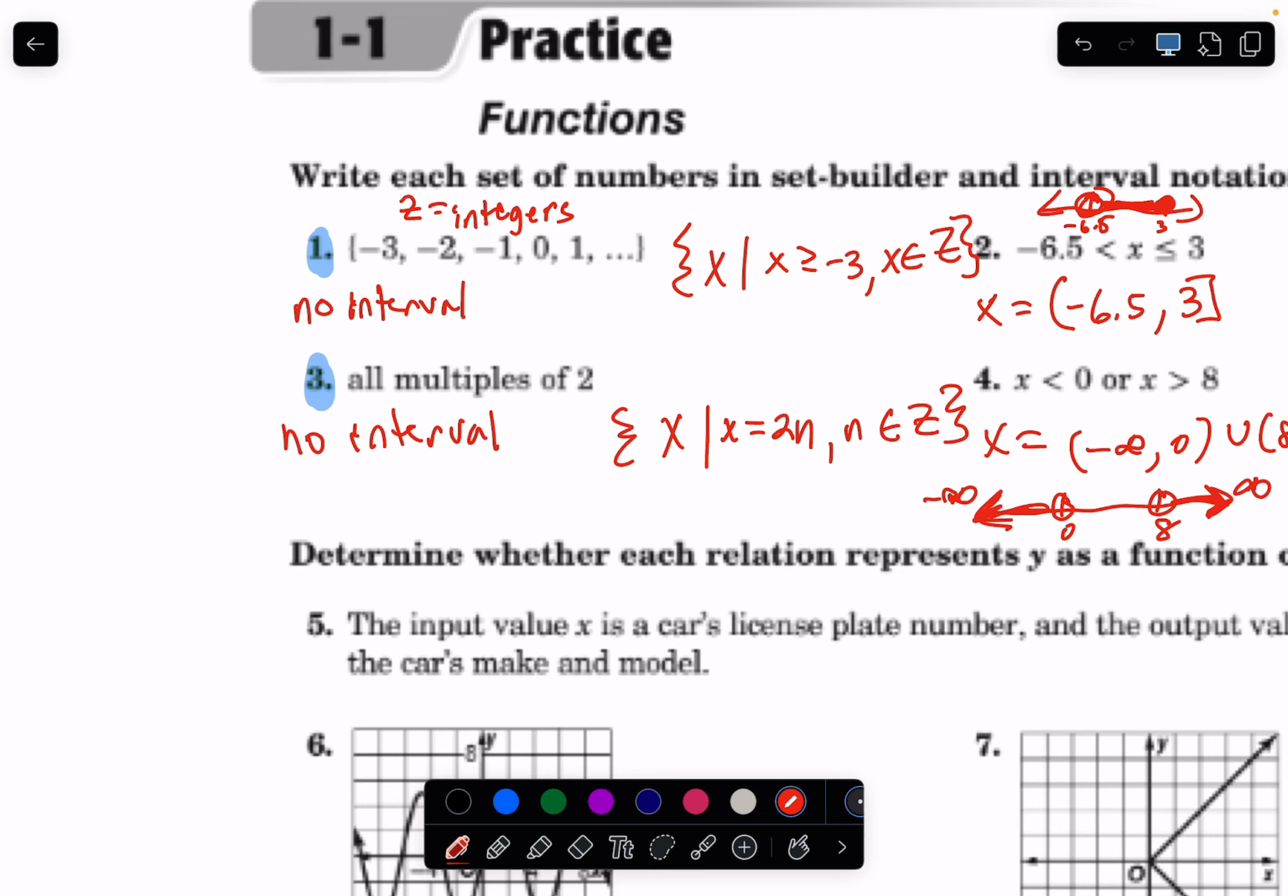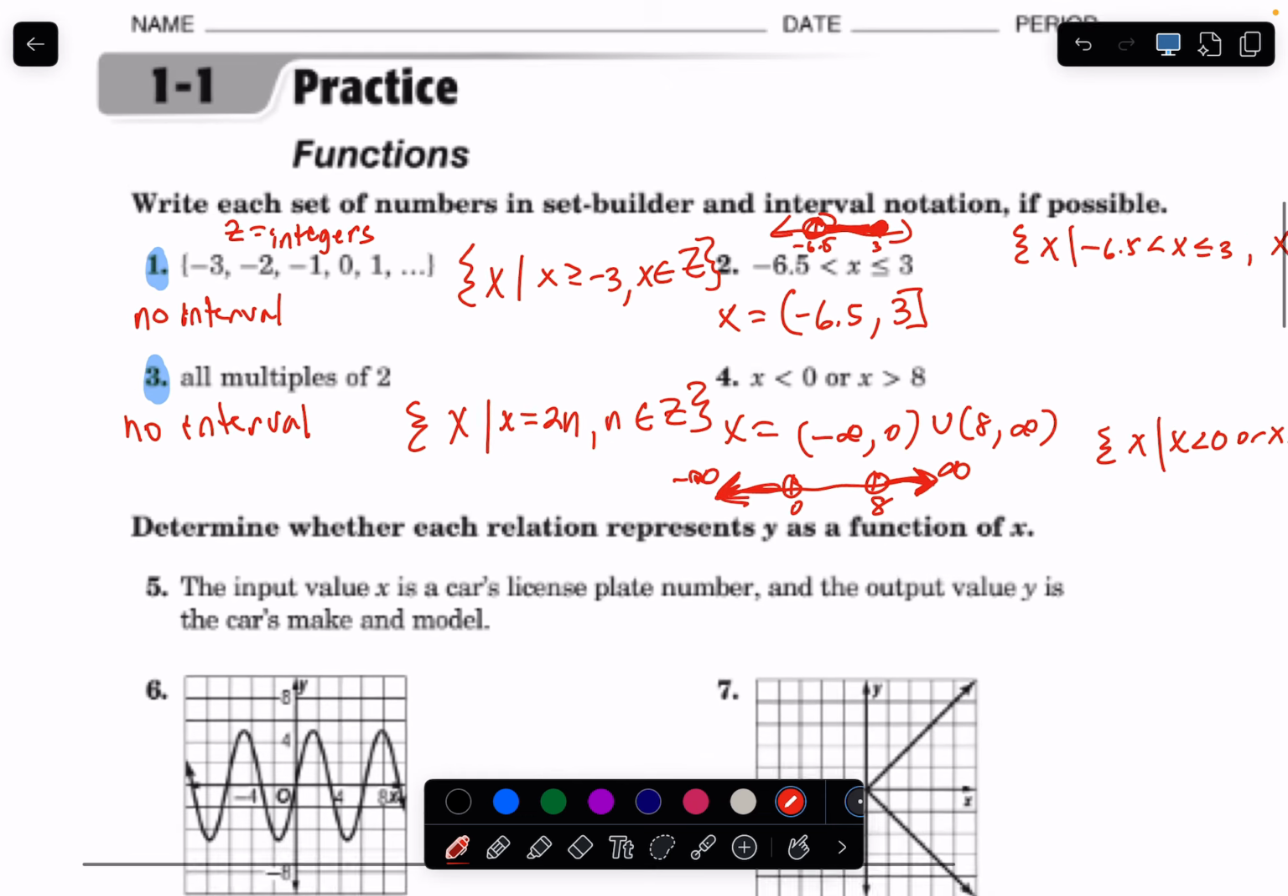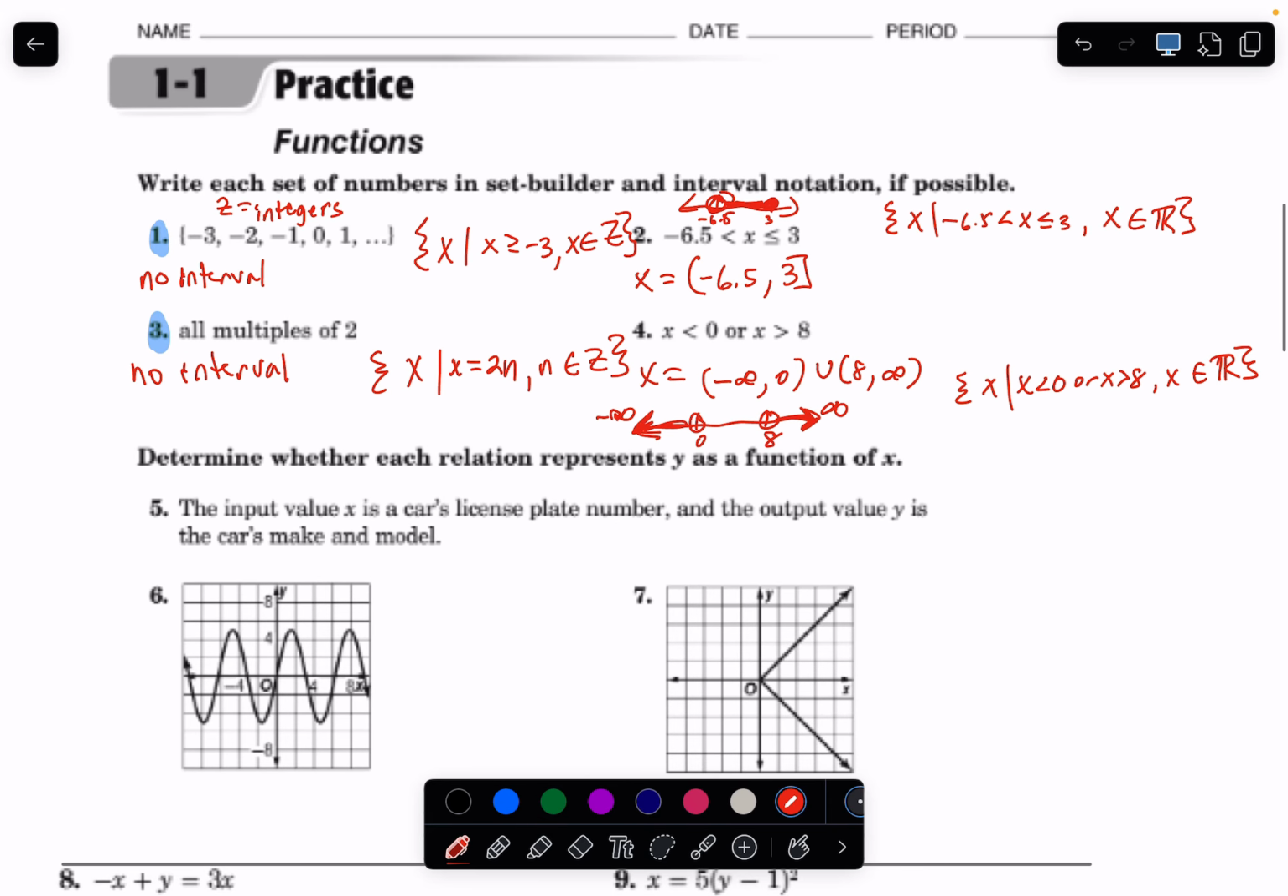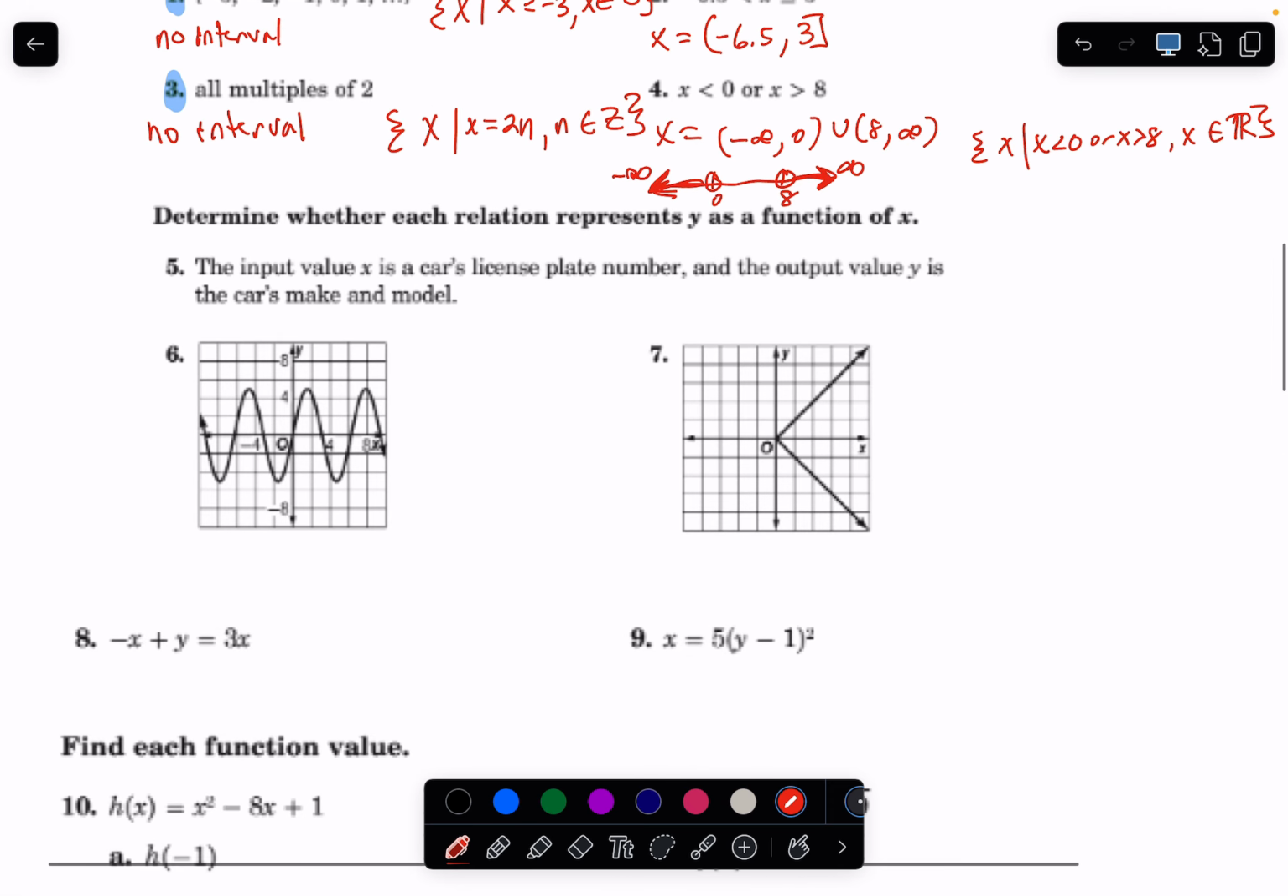Okay. Numbers 5 through 9 ask whether or not y is a function of x. So let's take a look at 5. Remember, y is a function of x if x is my input, there's only one y output. Okay? If x is my input, there's only one y or f of x output. Now, let's do 6 and 7 first, because they're the easiest, and then we'll backtrack a little bit, okay?